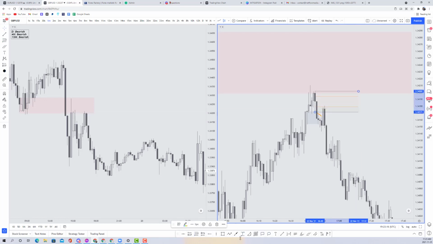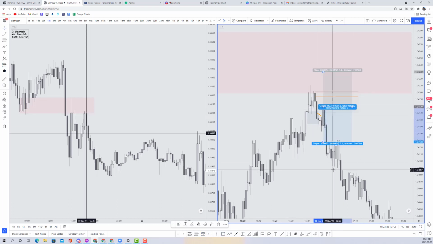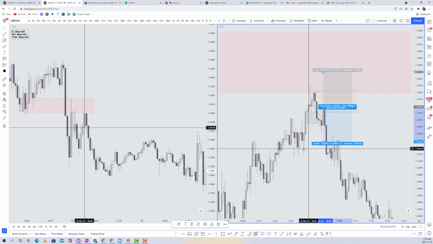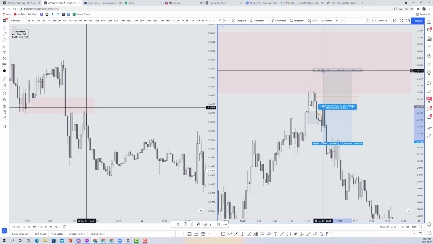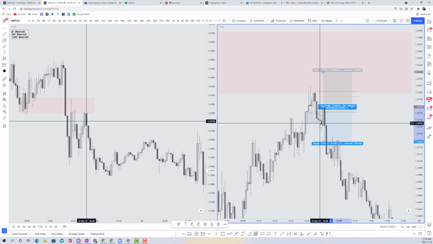Now, this being GU, you've got to be pretty generous with the stop loss. Depending on your broker, your spread is likely anywhere from 0.3 to 0.6. That's pretty normal for GU, and this is a wiki pair.